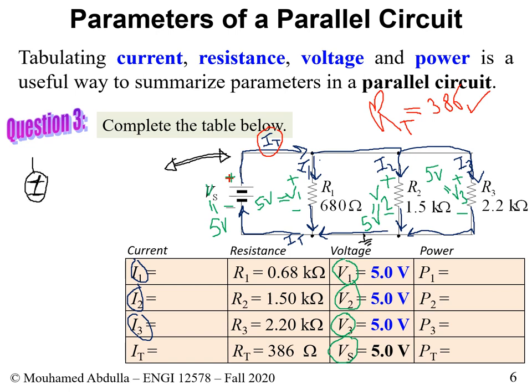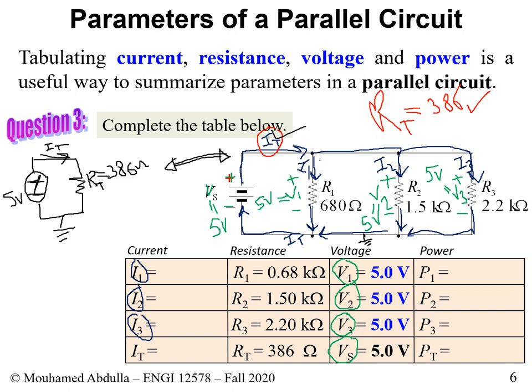So we have a source, one resistor, our total, and the ground in the bottom. The source has a voltage of 5 volts, and this is called our total. Like we said, we found two slides back that our total is 386 ohms. Now we could certainly find this current, I total, the current that is flowing out of the source.